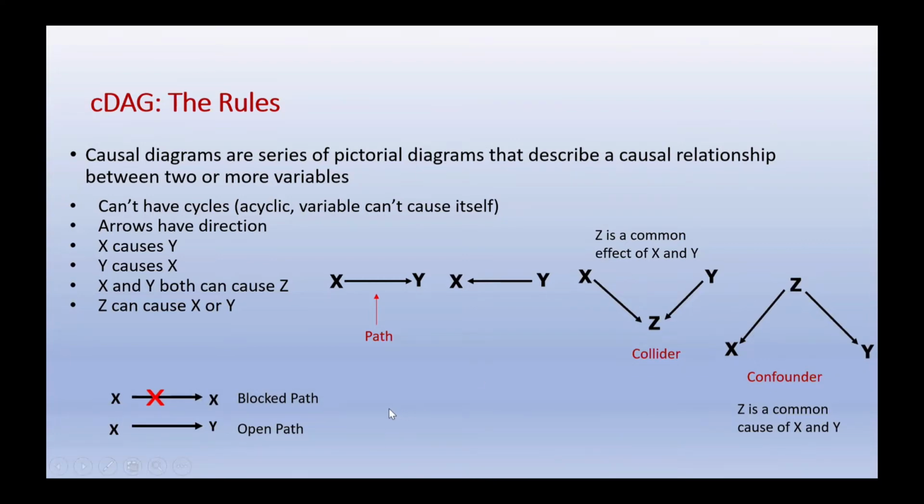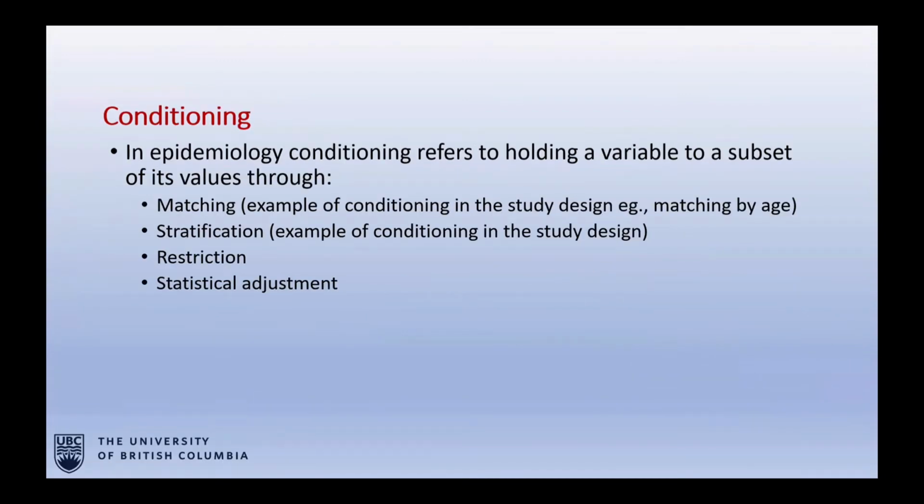So paths are open, which means that flow of information is going on, and we can close these paths by blocking the paths. And we'll talk about what blocking is, but before that, we'll talk about what we mean by conditioning, because when we block a path, we're actually conditioning on that variable. So conditioning in epidemiology refers to holding a variable to a specific set of values.